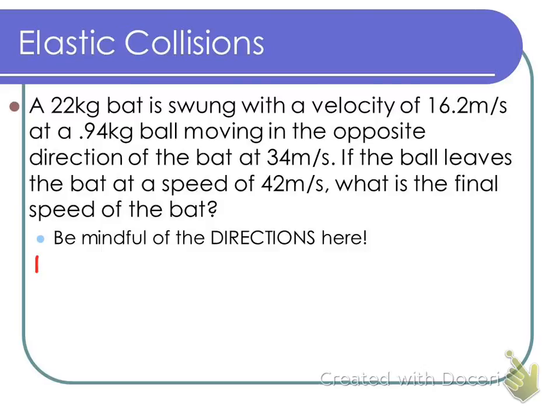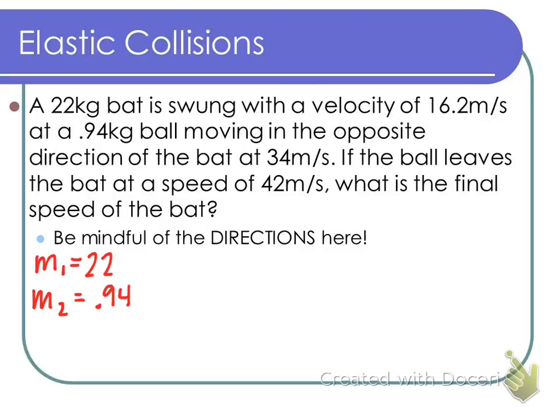The bat. Okay, so M1 is equal to the bat, so its mass is 22 kilograms. M2 is the ball, which has a mass of 0.94 kilograms. Okay? The velocity of the bat initially, if I'm thinking about this system, I'm going to think about toward the outfield as the positive direction, and in toward the batter as the negative direction. Does that part make sense?